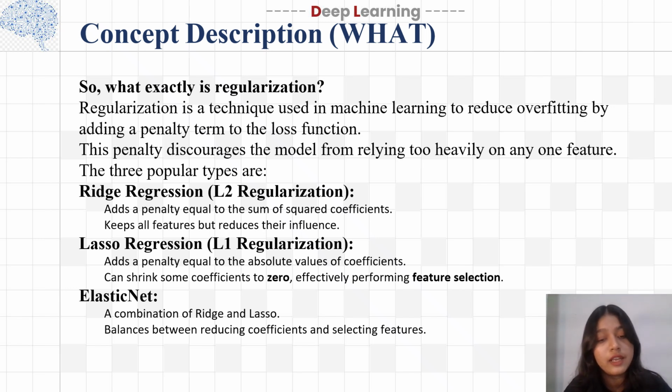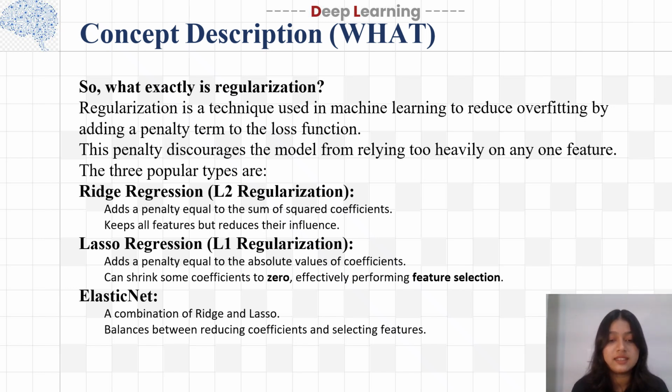Lasso regression is the second type. It is also called L1 regularization. Its penalty is equal to the sum of the absolute values of the coefficients. This is more stringent. It can force some coefficients to become exactly zero, effectively performing feature selection. It tells the model to figure out which features are most important and ignore all the rest.